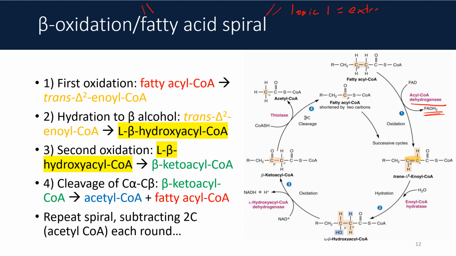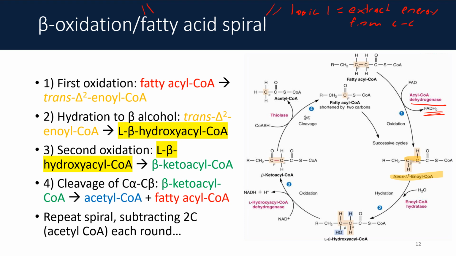We are extracting energy from a carbon-carbon bond. And that's going to result in this trans delta 2 enoyl CoA, highlighted in orange. And remember, the delta 2 means it's unsaturated. The number 2 means that the double bond begins on the second carbon, which is, in this case, the alpha carbon.